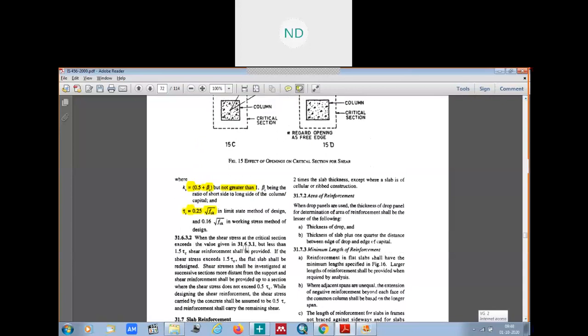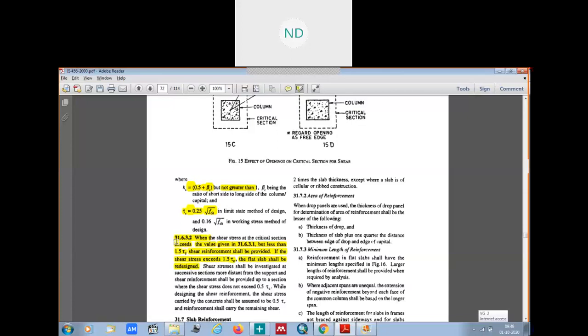When the shear stress at the critical section exceeds the value given here, that is the clause related to the shear reinforcement, which we had calculated just now. When the shear stress at the critical section exceeds this value, but is less than 1.5 tau c, shear reinforcement shall be provided. So we have provided the shear reinforcement. If the shear stress exceeds 1.5 tau c, the flat slab shall be redesigned.